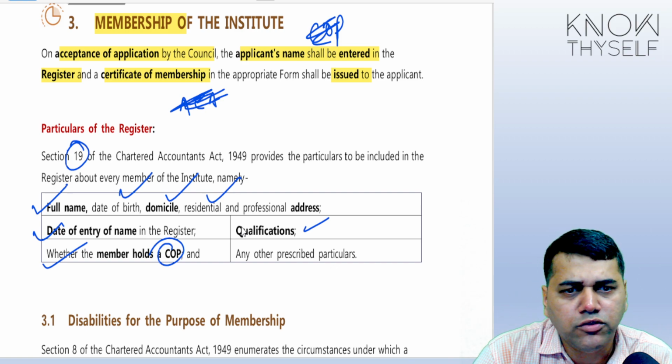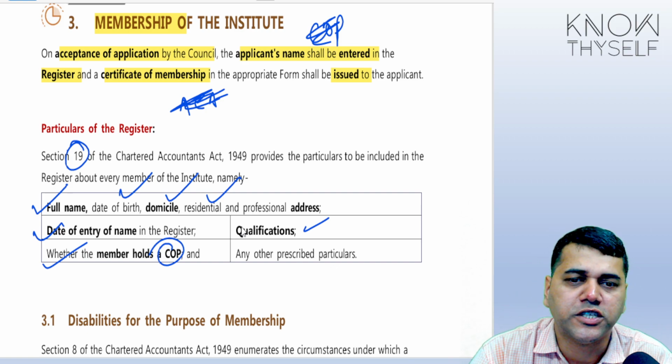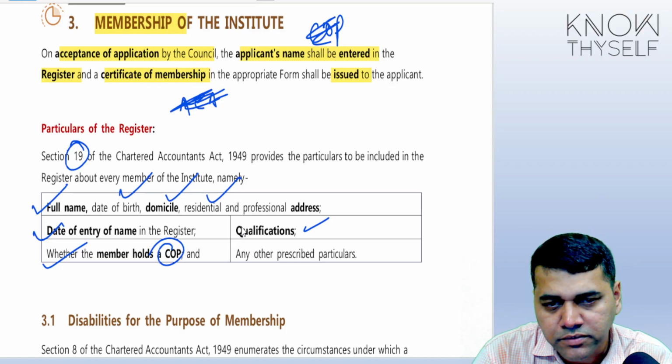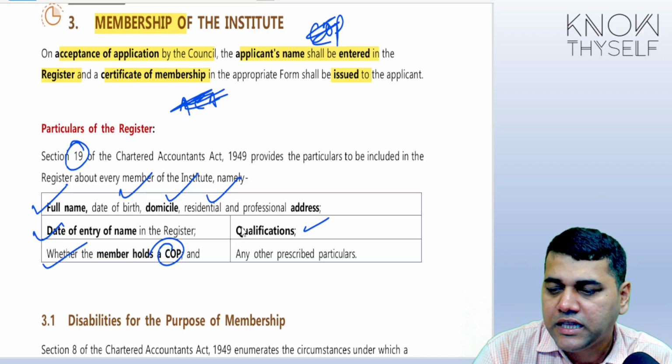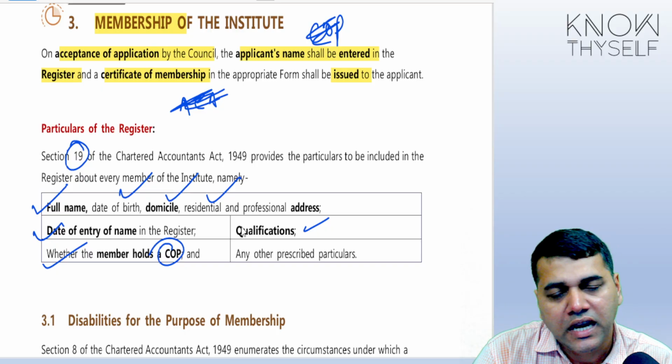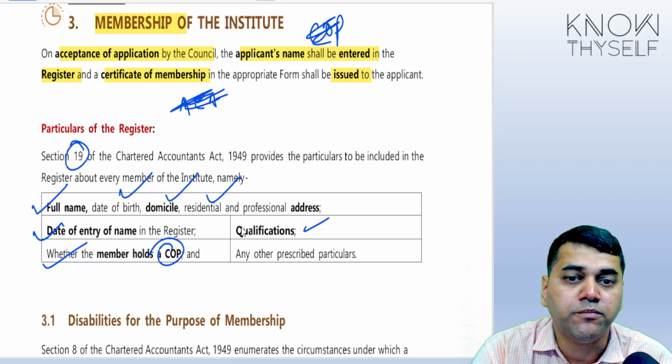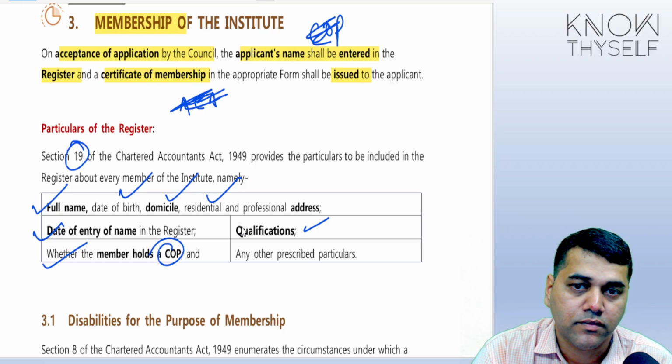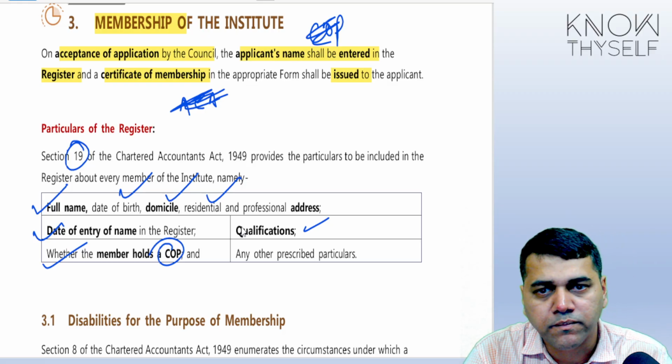So everyone knows, we need not think from the examination point of view. After you clear the exams, you will apply for membership. They will make an entry in the register, and then they will give you one certificate of membership. Yes, so we'll move on.